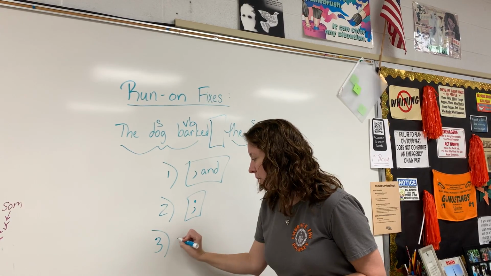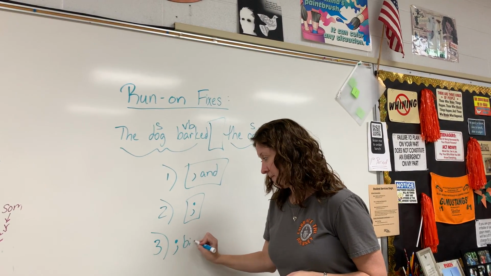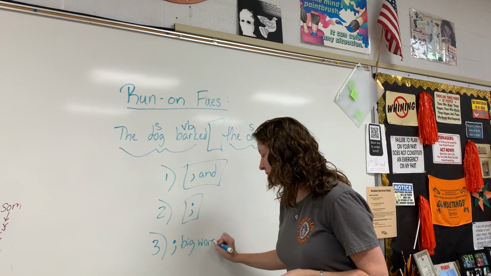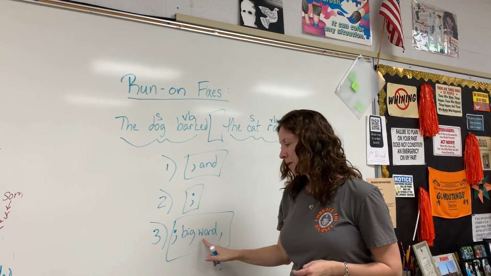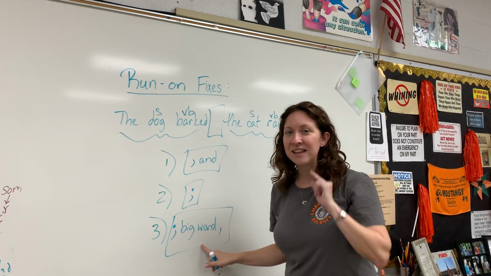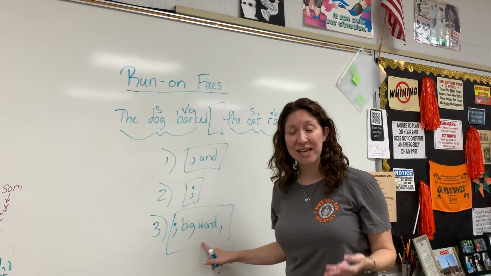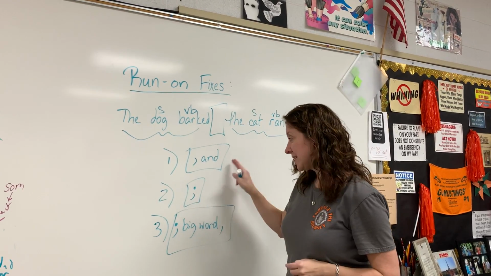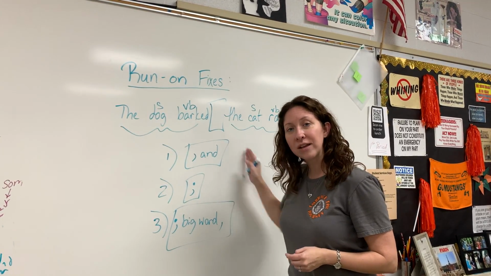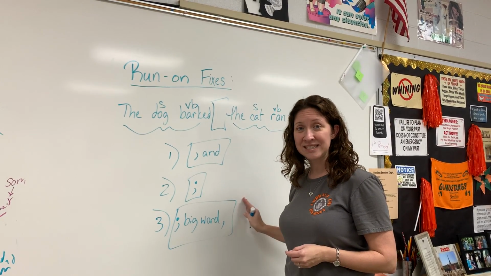This is the final one that is fancier, but over the course of the semester, maybe you'll learn how to use it. And that is semicolon, big word, comma. I mean, it's something like however or whenever. Semicolon, big word, comma. They work as a unit. This and that, they are all equal and they will fix your run-on sentences.